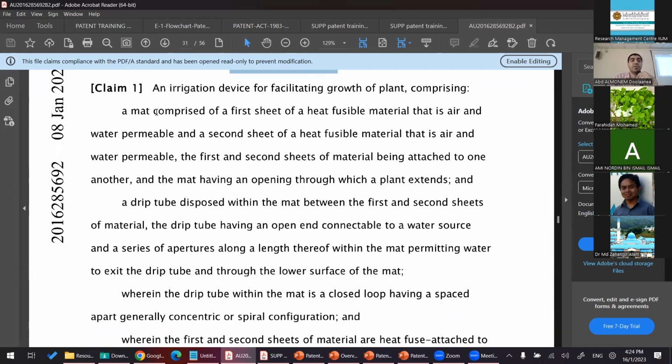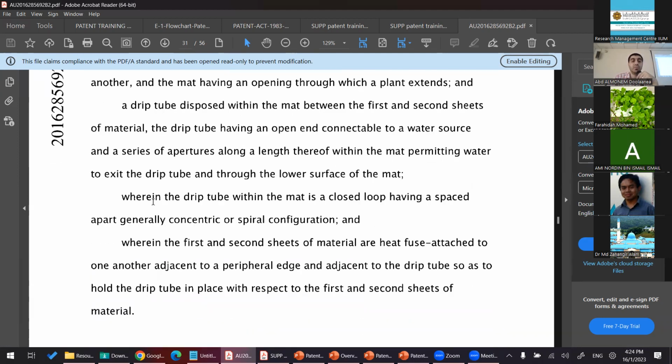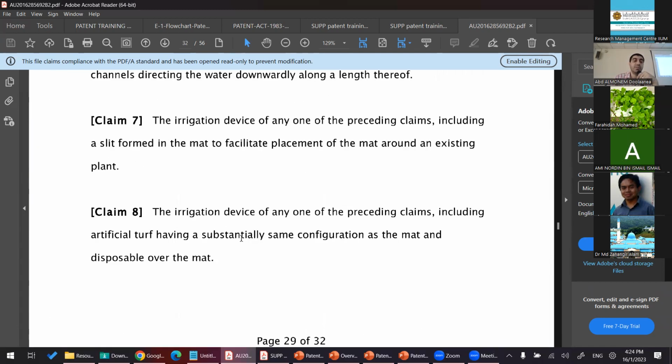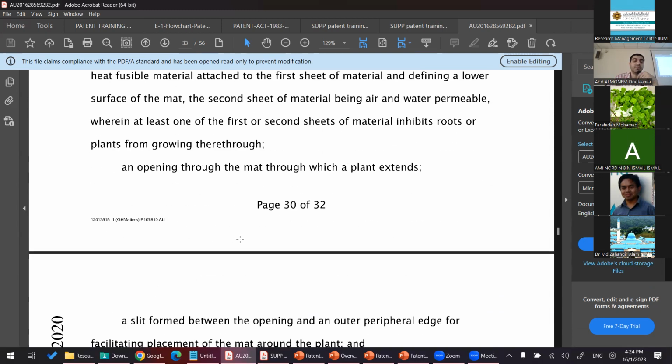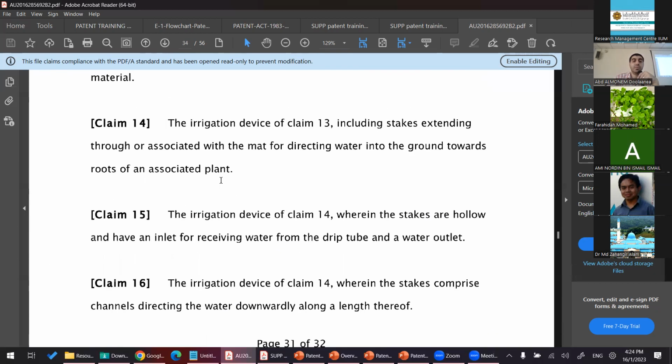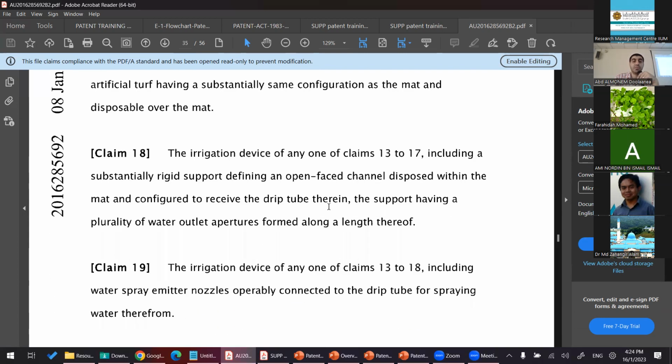So this is the claims. Claim 1 is a device comprising 1, 2, 3, wherein this is how they connect to each other, and wherein the first and second sheets do this. Claim 2 is a dependent claim: the irrigation device of claim 1, wherein at least one of the first and second sheets does this. These are dependent claims. This is another independent claim. This one is a dependent claim.